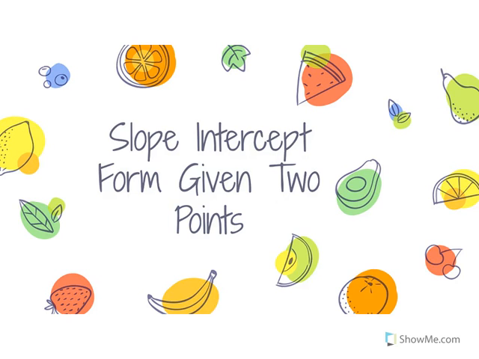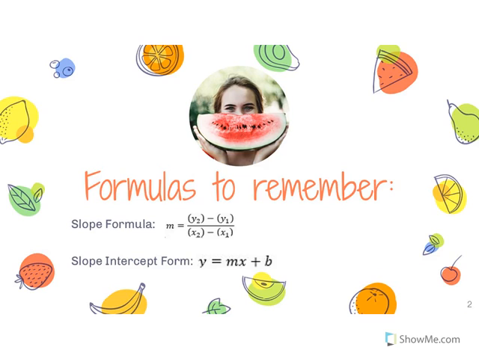Hi everyone, so today's topic is slope-intercept form given 2 points. In our last set of notes, we were given a point and a slope. This time we're given only 2 points.